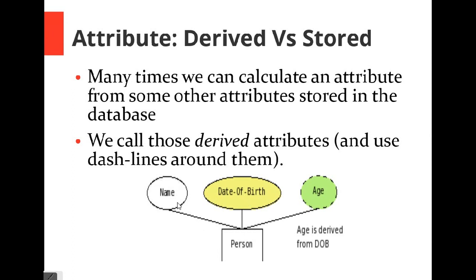Now, a name is a stored attribute. It's a simple attribute and it's a stored attribute. I can store it in the database, whereas the age I can calculate from another attribute. To represent a derived attribute in the ER diagram, we use broken lines. So the oval shape of the attribute will be drawn with a broken line like this in this diagram.